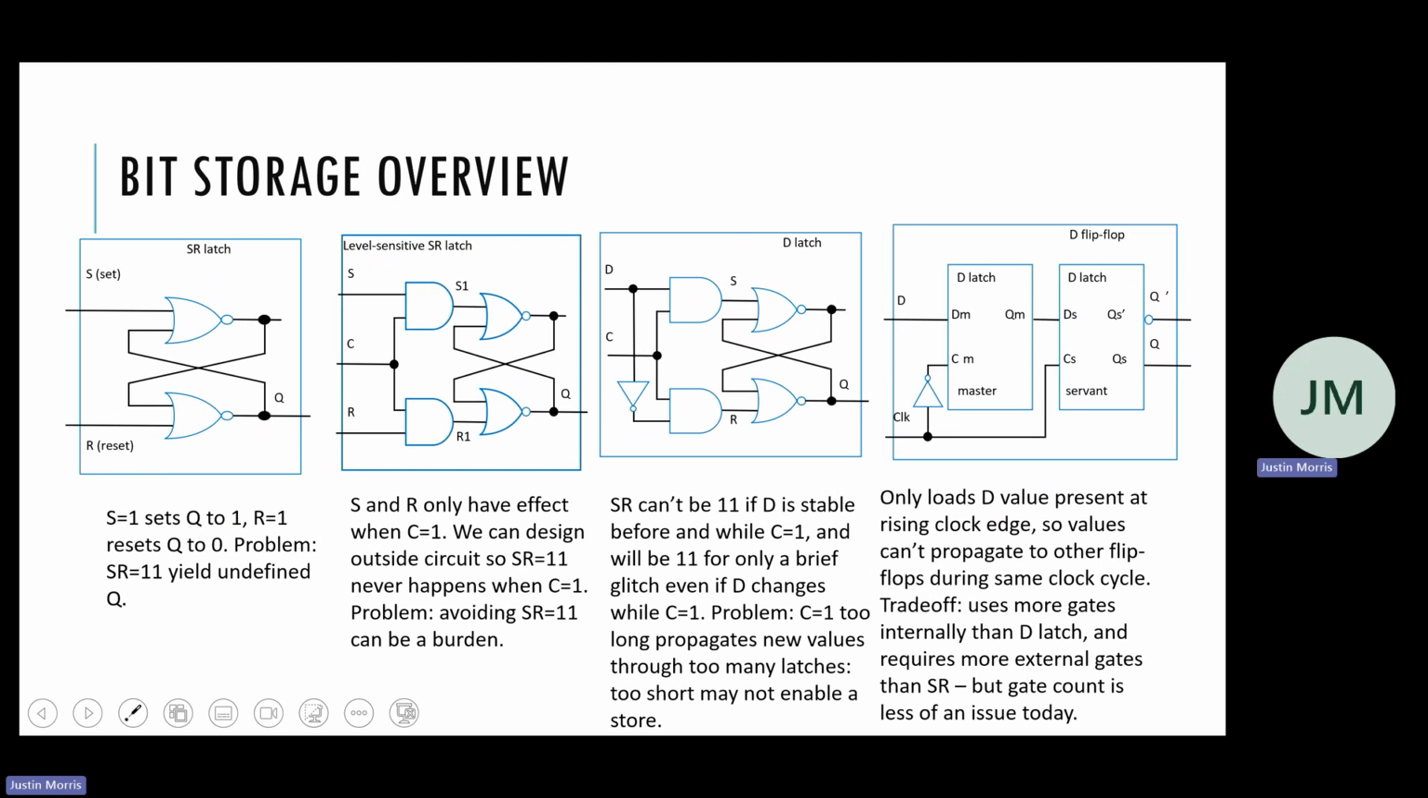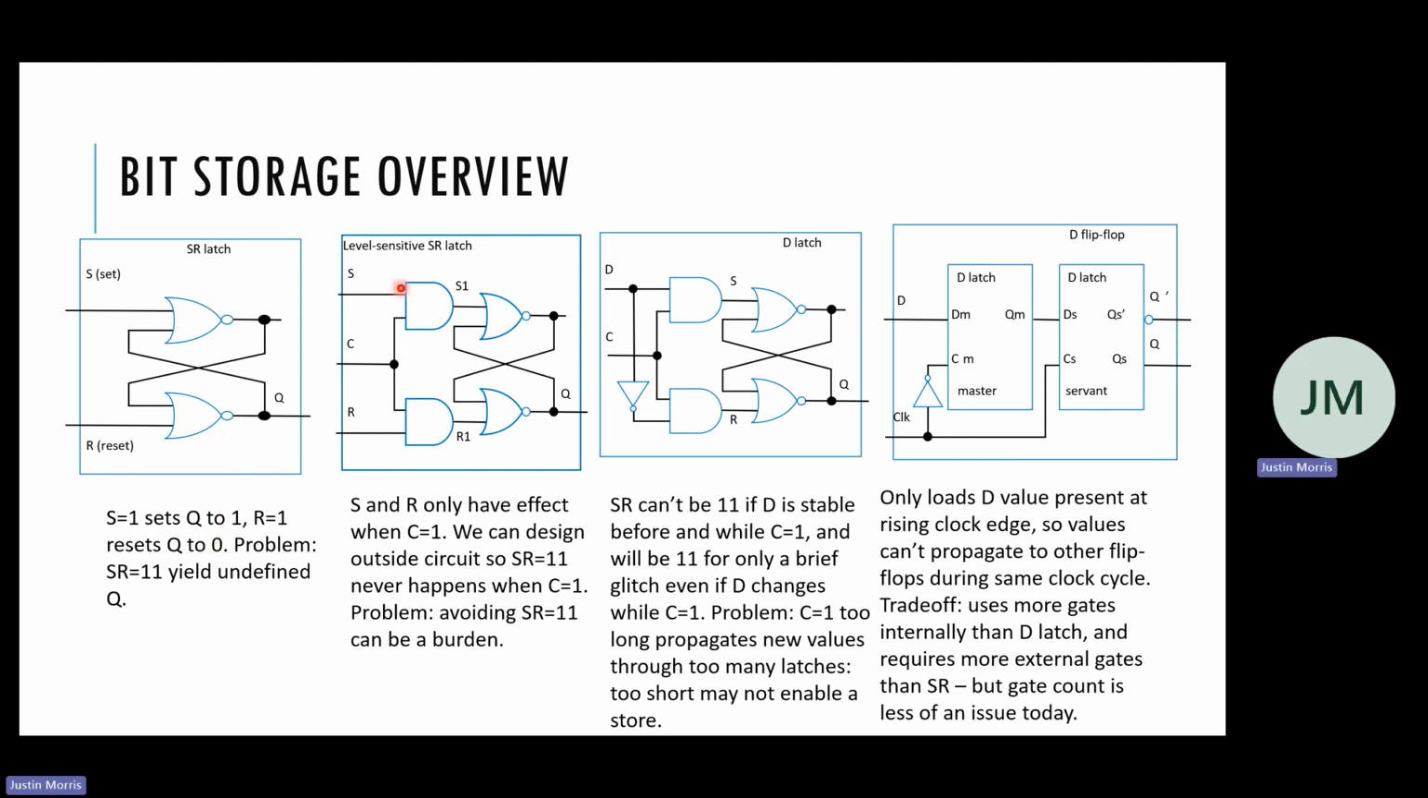So this is our storage overview. We started with a simple SR latch, right? Basically, if we set S to 1 and R to 0, then Q would become 1. And if S was 0 and R was 1, Q would become 0, right? And then if we set S and R both to 1, we run into undefined outputs until it becomes stable. But for some time while you're holding both of those at 1, it just keeps oscillating.